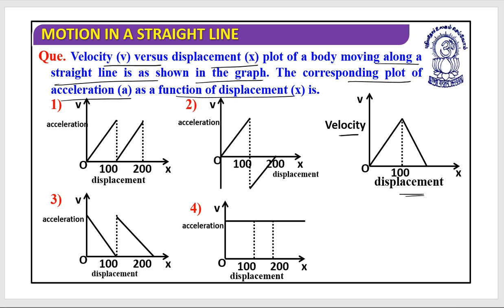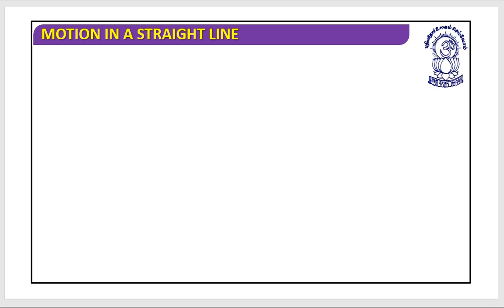So these are all the acceleration versus displacement options. This is a versus x, this is a versus x, this is a versus x, and this is the one given in the question. So let's look at how it should go.